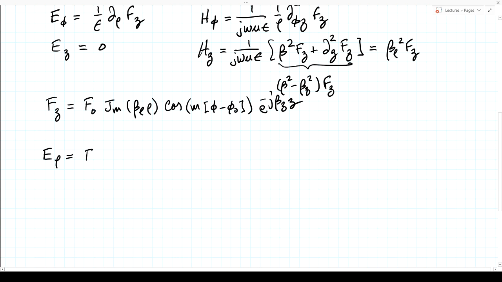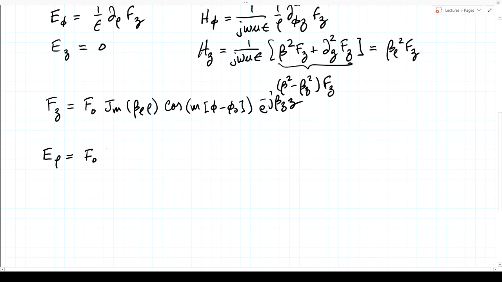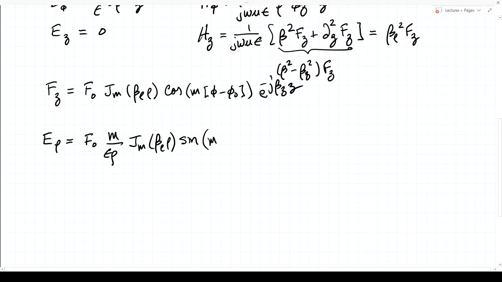E rho is F0, so for E rho, we've got a phi derivative, so that brings out a factor of m, and we've got 1 over epsilon rho, JM beta rho rho. The derivative of the cosine gives you a minus sign, and that minus sign cancels that minus sign there. So sine m phi minus phi zero, e to the minus j beta z Z.